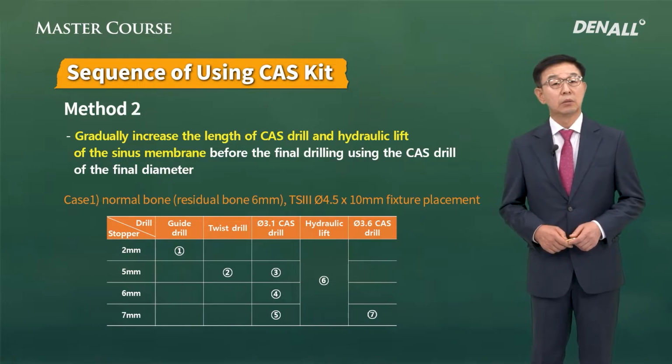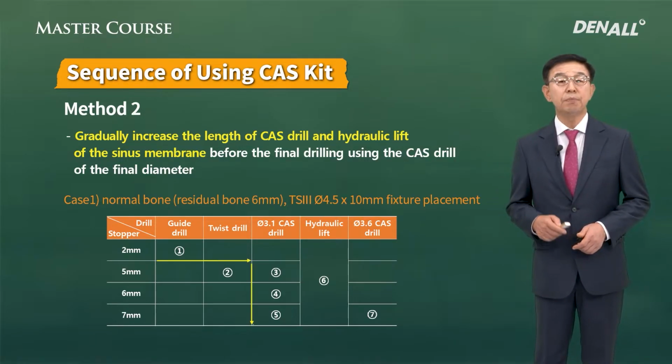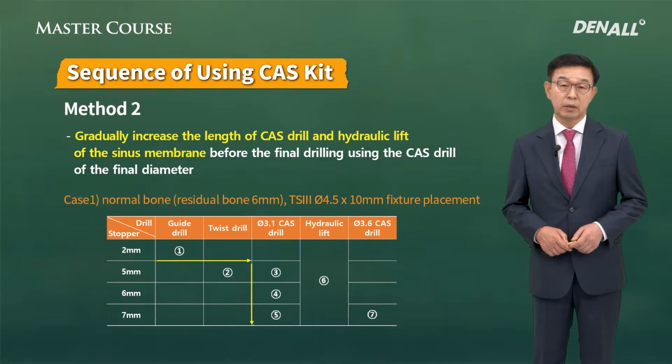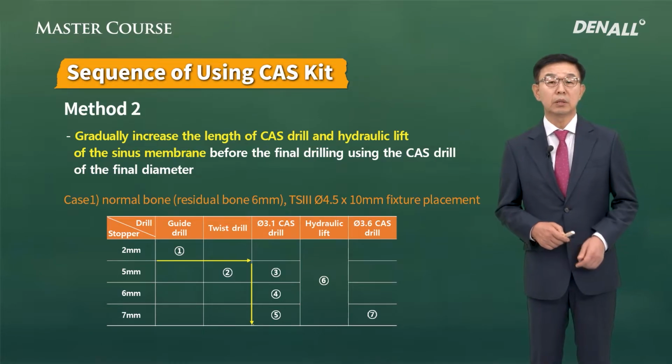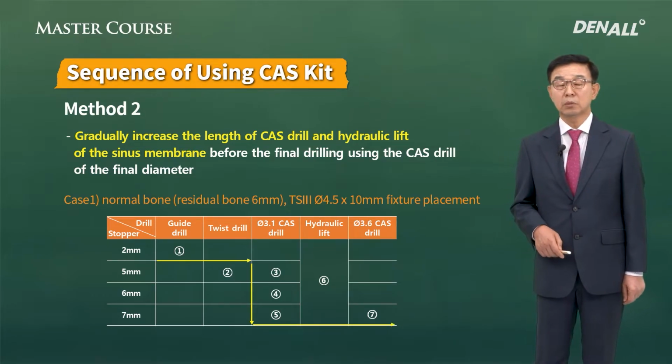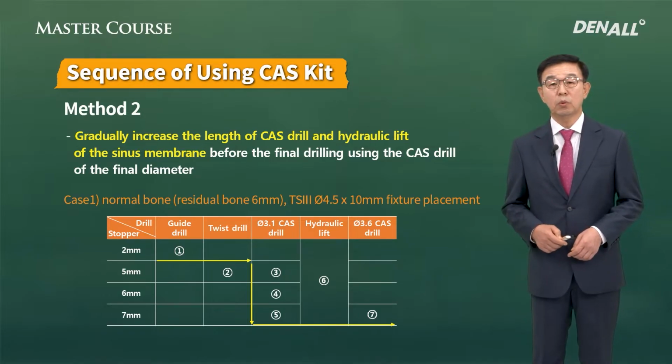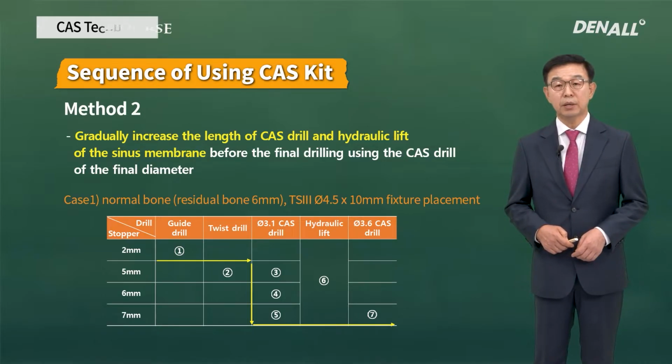Second, you first drill to the desired depths, check whether the sinus floor is penetrated, hydro lift, expand the bone width, and place the implant.